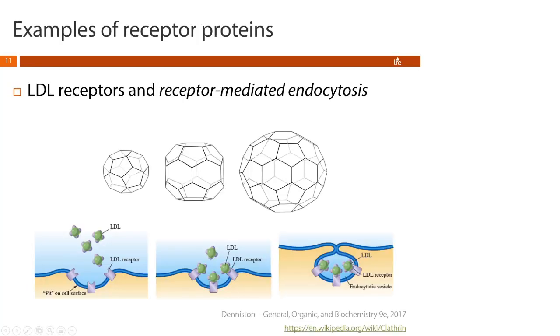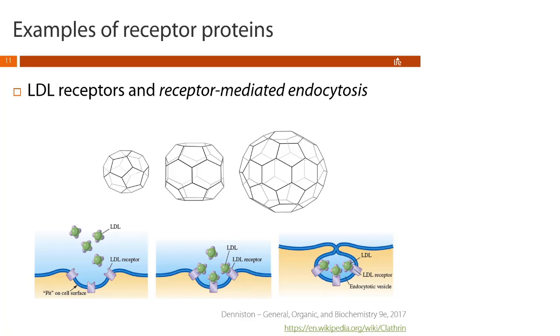So an example of a receptor protein pathway that I really like and will tie in nicely with what we covered in the lipids module is LDL receptors and receptor-mediated endocytosis. So once again, I don't want you to get too lost in the details here. I'm just going to walk you through it because it's just really interesting. I want you to have an appreciation for how these things occur in your body.